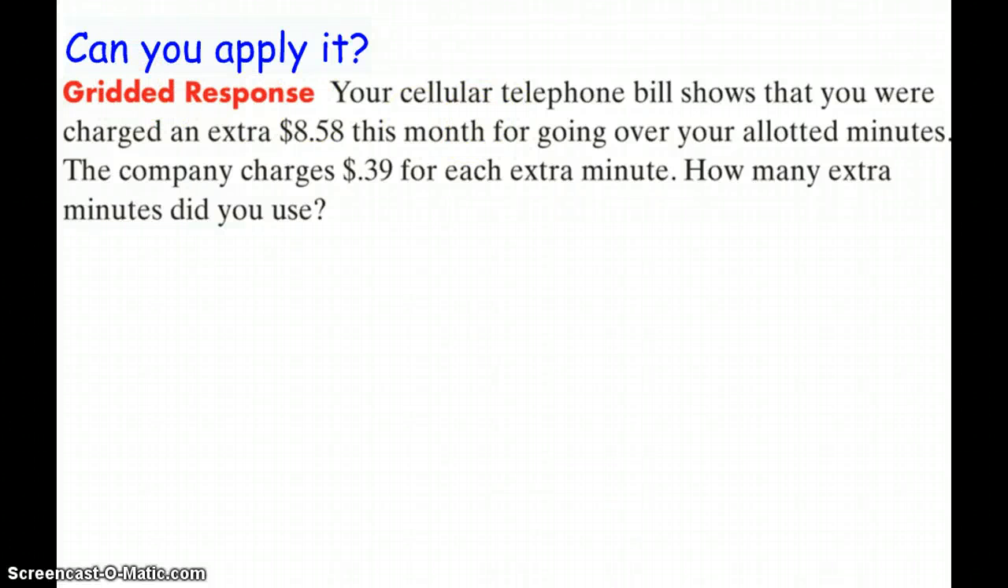Okay, so this is basically how you can apply it in your daily life. Your cellular telephone bill shows that you were charged an extra $8.58 this month for going over your allotted minutes. The company charges 39 cents for each extra minute. How many extra minutes did you use?